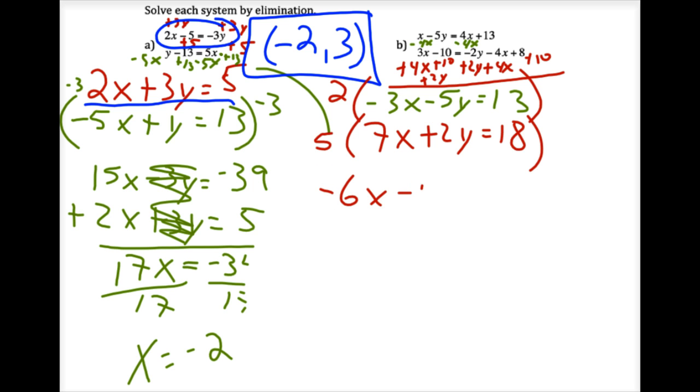Negative 6x minus 10y equals 26. 35x plus 10y equals... Do you guys know how to multiply by 5 in your head? Yeah. Well, there's a couple different ways to do it. How do you guys do it? Double it twice and then add one more time. Henry, it's the strangest thing I've ever heard.